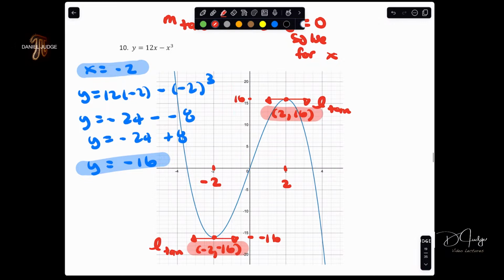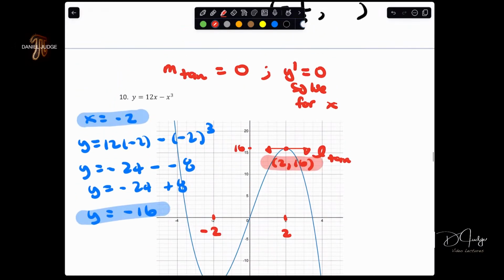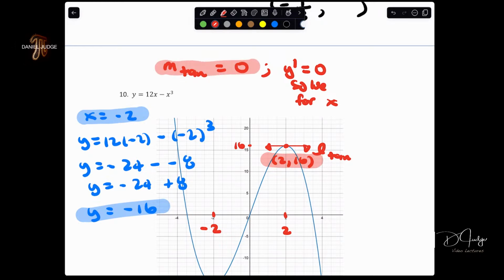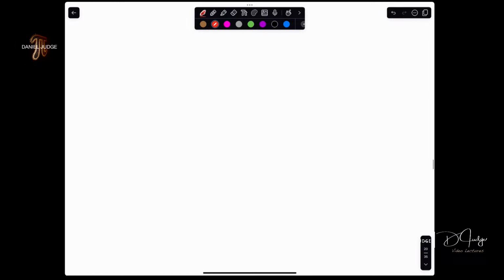So, ladies and gentlemen, those are the two locations here where you have horizontal tangents. That means the slope is 0 here. This is your process for horizontal tangents. And that's number 10. Pretty good, not too bad. I like that one, number 10. All right.